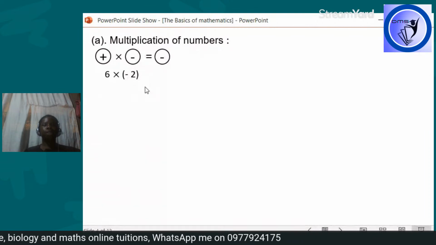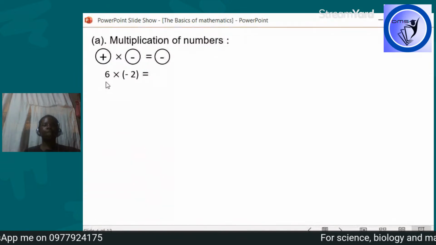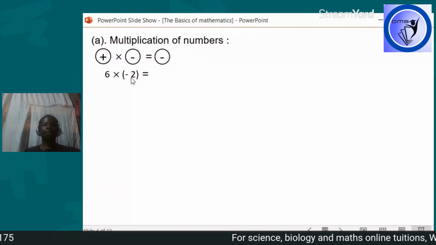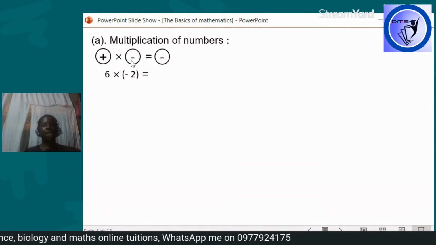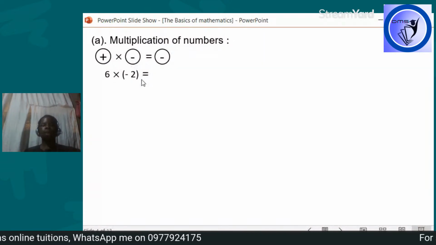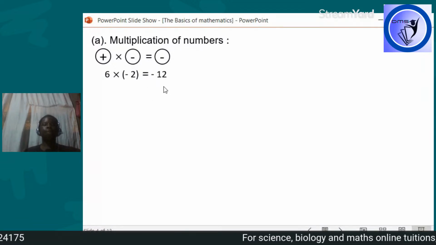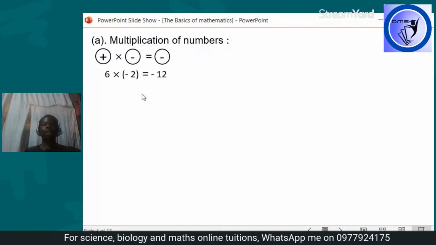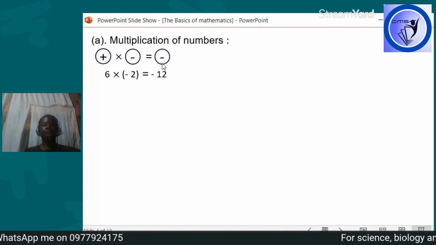So what you should know is that the product, or the multiplication, of 6, which is a positive, times 2, which is a negative, the answer should always be negative. Why? Because we are multiplying a positive number and a negative number. Without understanding this, it will not be easy for you to do mathematics. So we understand that the answer now will be 12, because 6 times 2 is 12. But what sign will 12 have? Negative, because when you are multiplying positive and negative, the answer should have a negative sign.